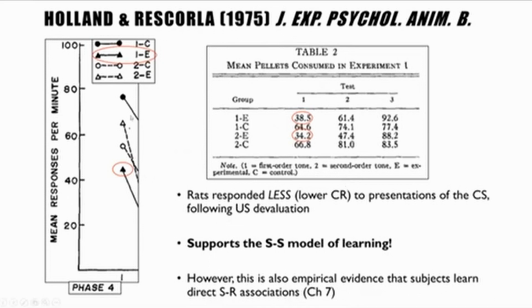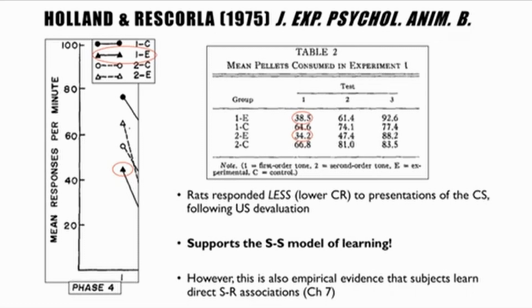And in fact, we do see a decrease in responding. Looking at our experimental group here, we see much less lever pressing. And over here, we also see that they ate far fewer pellets. So we're seeing a lower conditioned response to presentations of our conditioned stimulus after we devalued our unconditioned stimulus. This is giving us support for our SS model of learning.